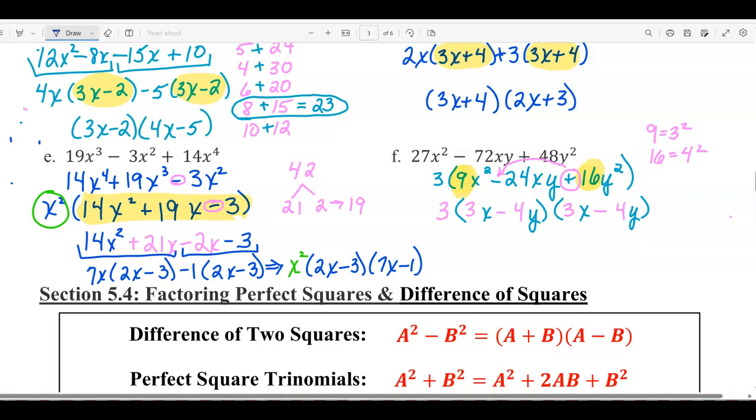The one thing I do want you to recognize now is that these are the same factors, 3x minus 4y, 3x minus 4y. Anytime we have that, we do want to go that next step and write that as a square.